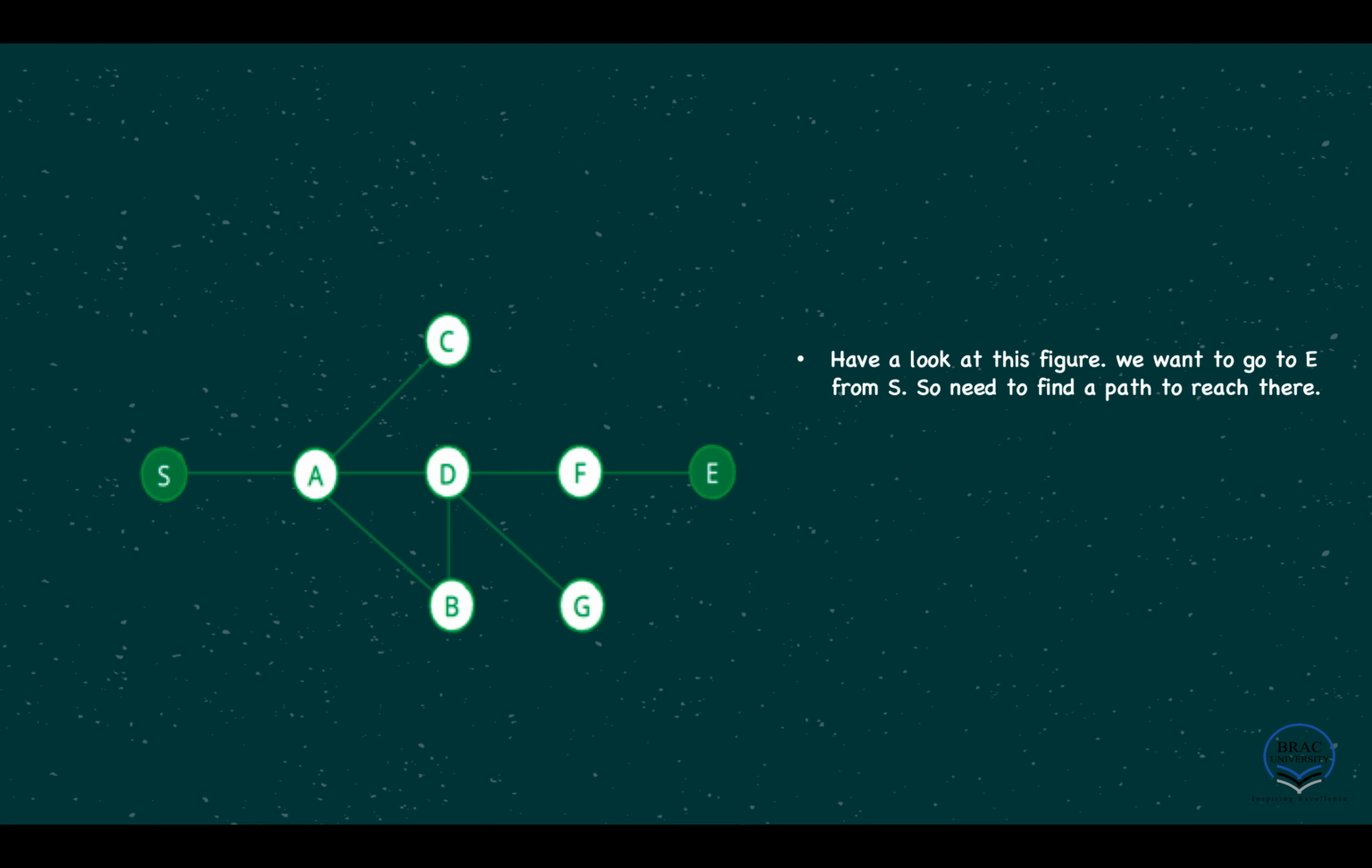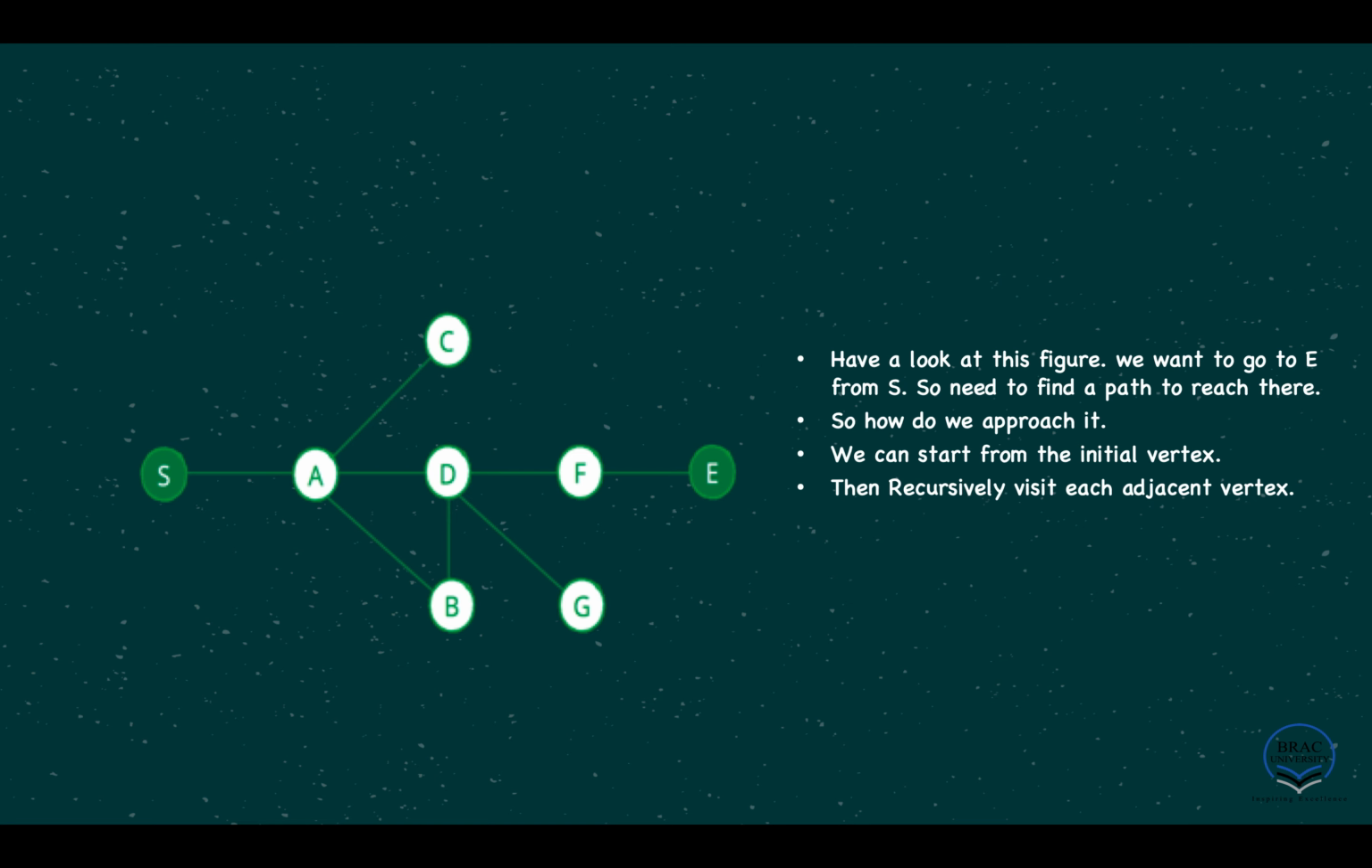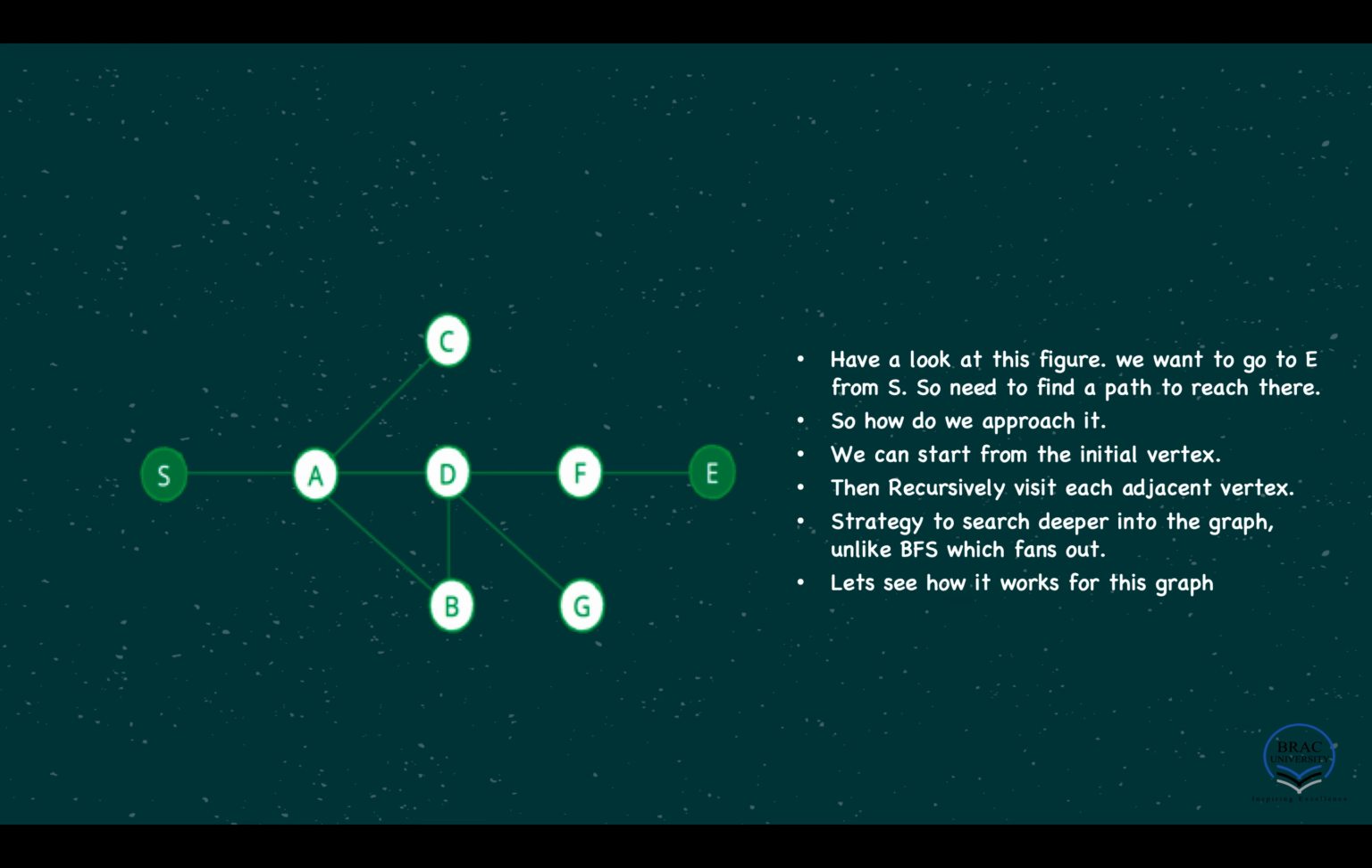Have a look at this figure. We want to go to E from S. We need to find a path to reach there. So how do we approach it? We can start from the initial vertex S, then recursively visit each adjacent vertex. The strategy is to reach deeper into the graph, unlike BFS which fans out. Let's see how it works with an example for this graph.